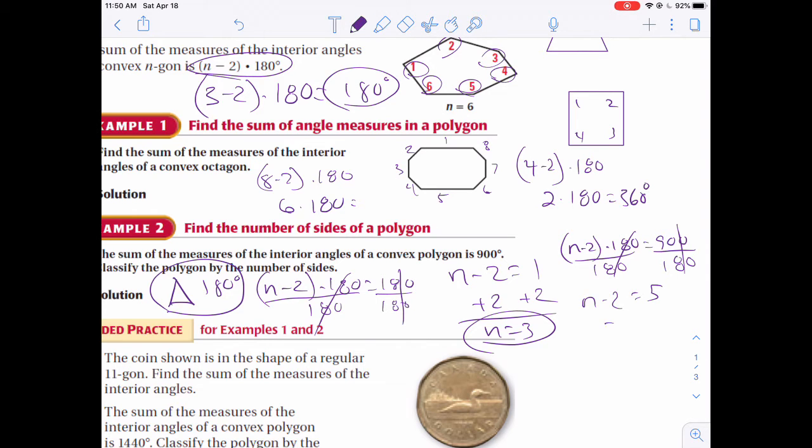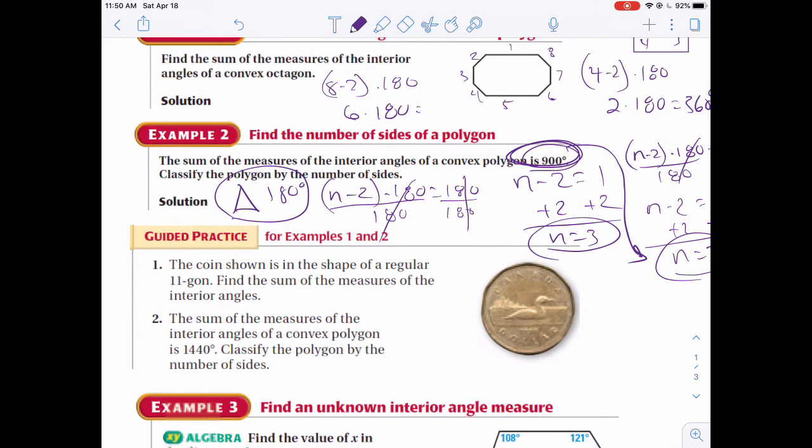I'll just add 2 again to both sides. And that's going to be n equals 7. So 900 degrees, that's example 2, gives me 7 sides. The math's a little trickier with those because they do some division of some big numbers. But once that's done, you just have to add the 2 by addition. Let's try a few more examples for you here.